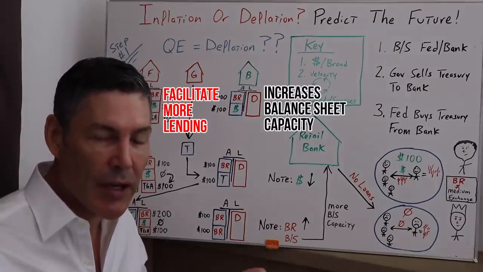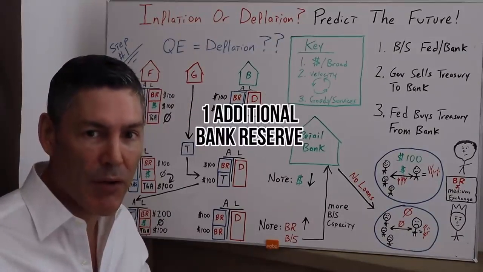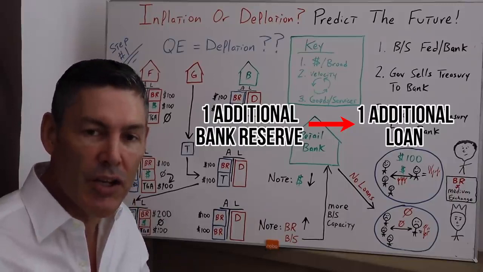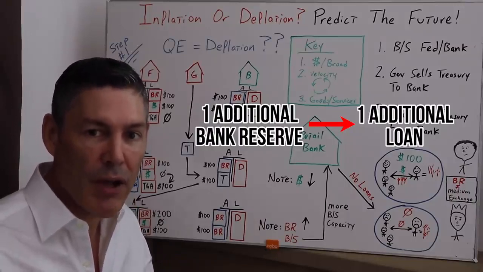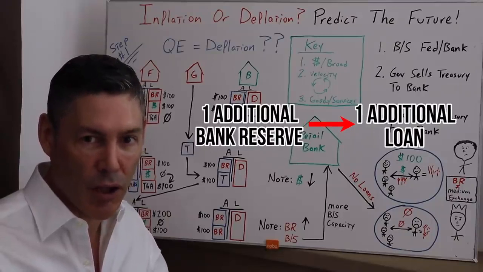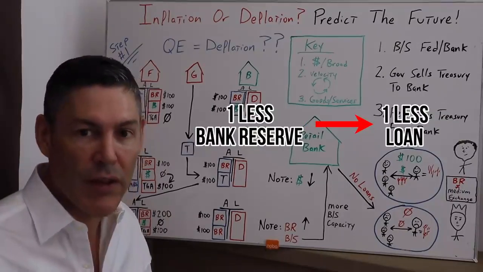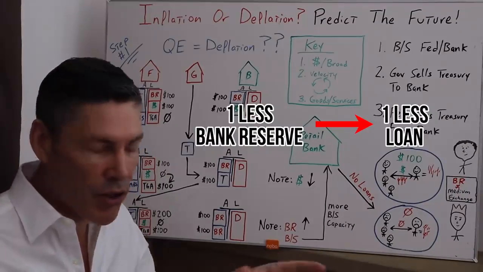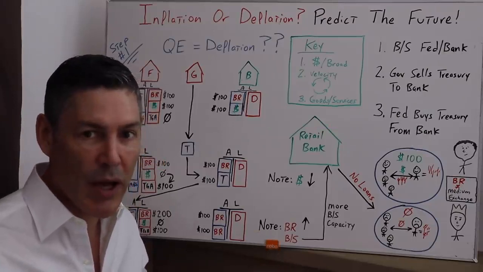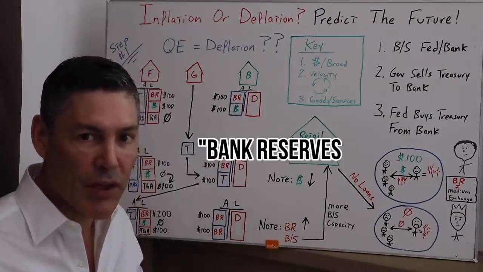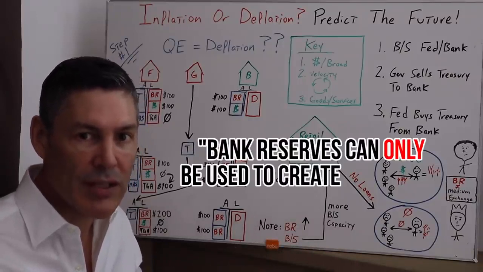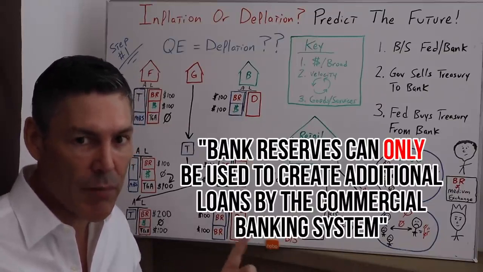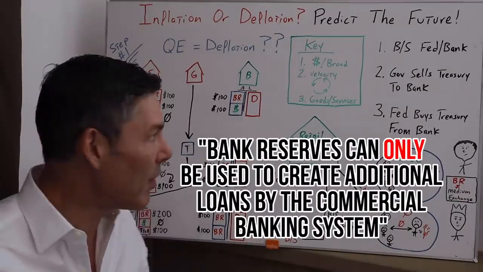A simple way to look at it is if they have 1 additional bank reserve, now they can create an additional loan. And it's not a 1-to-1 ratio or anything like that. Just that's a good way to look at it. If you have another bank reserve, then you can make another loan. If you have 1 less bank reserve, that's 1 less loan that you can make. And again, I'm just trying to oversimplify it there so you get your head around it. But the main takeaway is their view is bank reserves can only be used to create additional loans by the commercial banking system. This is very important that we understand this for the rest of the video.